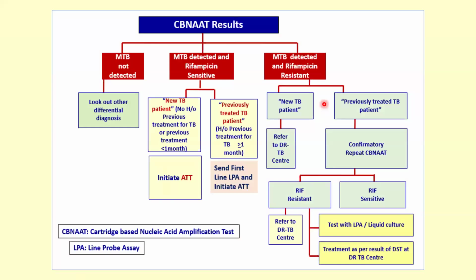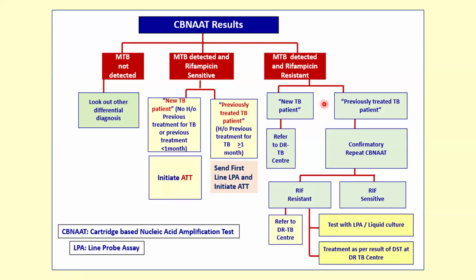So CBNAAT result, we all know how to interpret that. If MTB is not detected, look for other differential diagnosis. If MTB is detected and rifampicin sensitive, if it is new TB, initiate ATT. Previously treated TB, initiate ATT, but send for line probe assay.